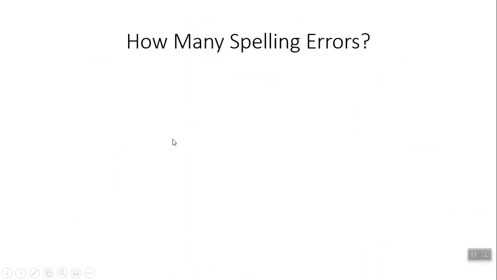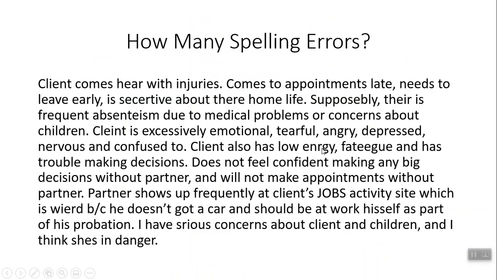Client comes here with injuries, comes to appointments late, needs to leave early, is secretive about their home life. Supposedly there is frequent absenteeism due to medical problems or concerns about children. Client is excessively emotional, tearful, angry, depressed, nervous, and confused too. Client has low energy, fatigue, and has trouble making decisions. Does not feel confident about making any big decisions without partner and will not make appointments without partner. Partner shows up frequently at client's jobs activity site, which is weird because he doesn't have a car and should be at work himself as part of his probation. I have serious concerns about client and children, and I think she's in danger.